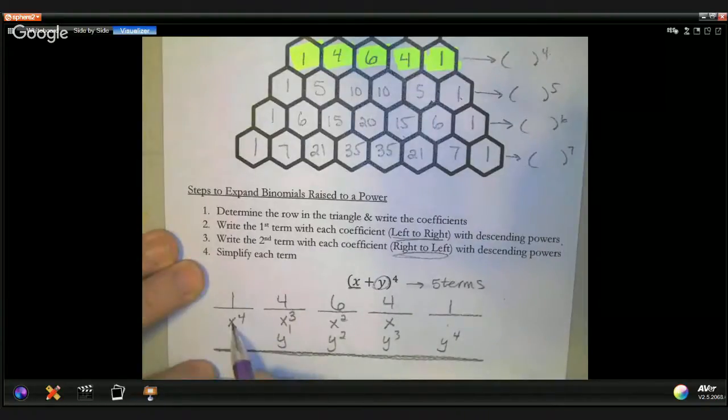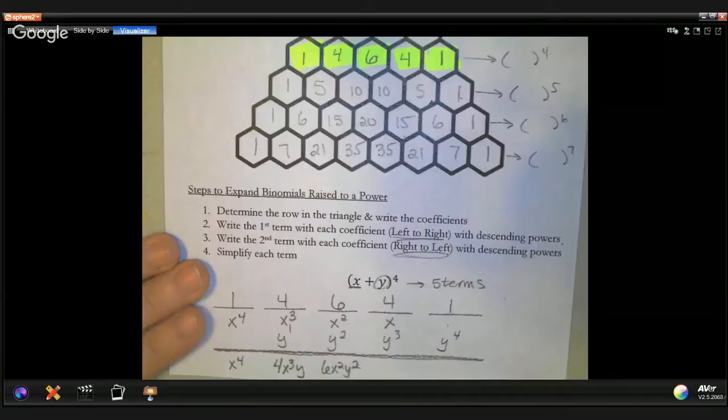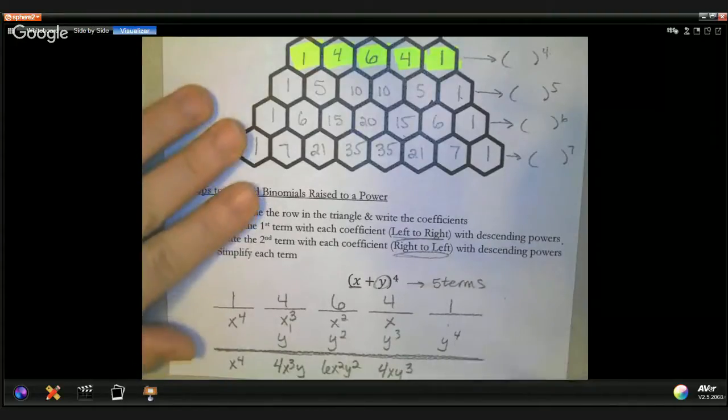1 times x to the 4th is just x to the 4th. 4 times x to the 3rd times y to the 1 is just 4x to the 3rd y. 6 times x squared times y squared is 6x squared y squared. 4 times x y to the third is 4x y to the third. And 1 times y to the fourth is y to the fourth.